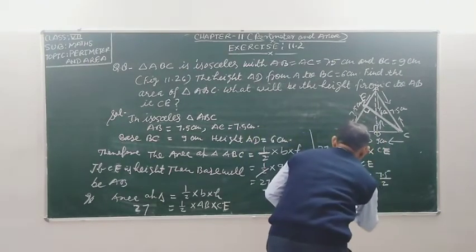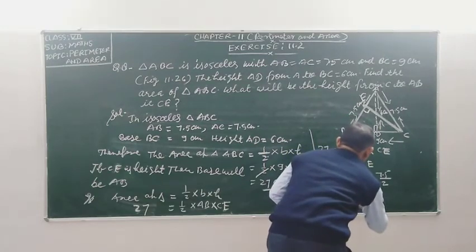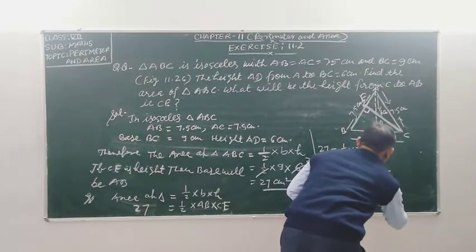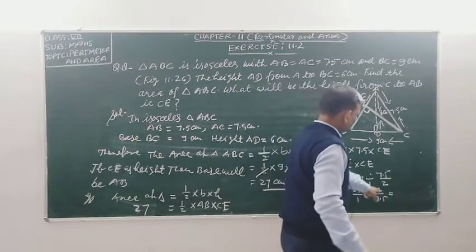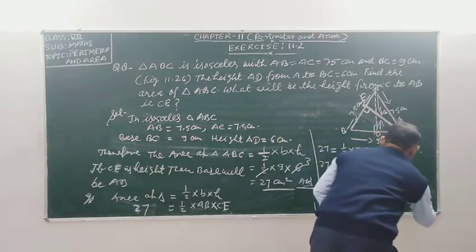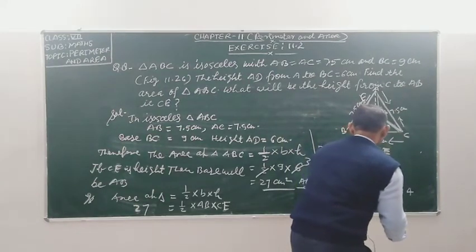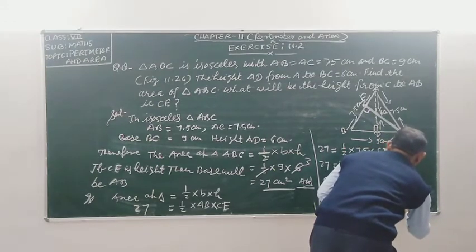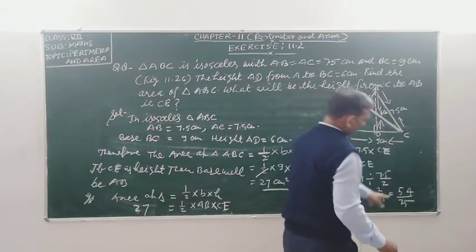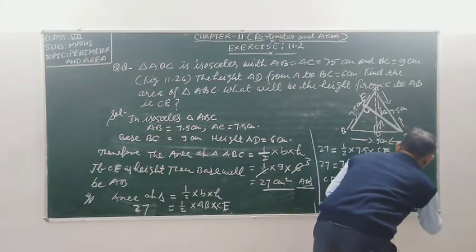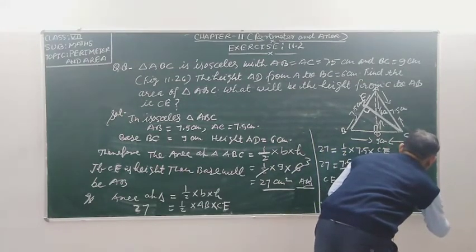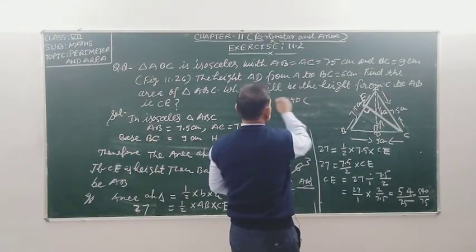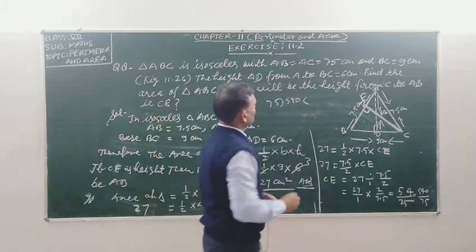and 27/1 into 2/7.5, and multiply, student. 2 sevens are 14, 2 twos are 4, 1, 5, 75. 7.5, student, and remove this decimal point, so you will get 540/75. Now divide 540 by 75.